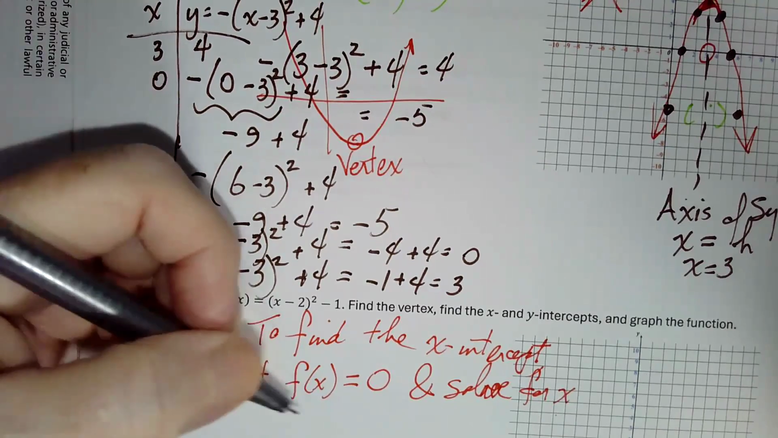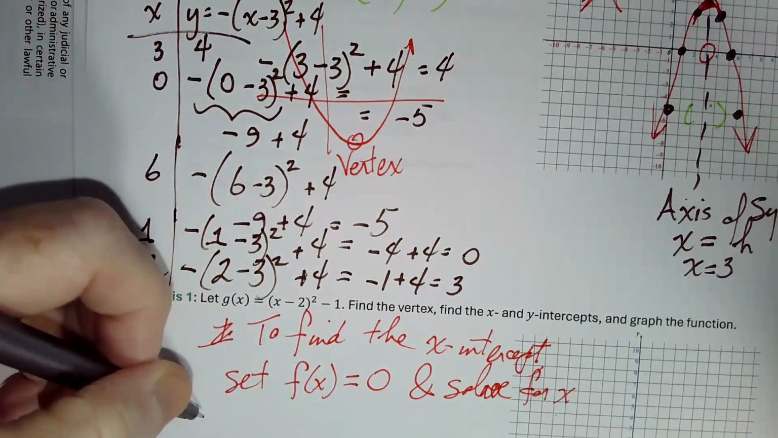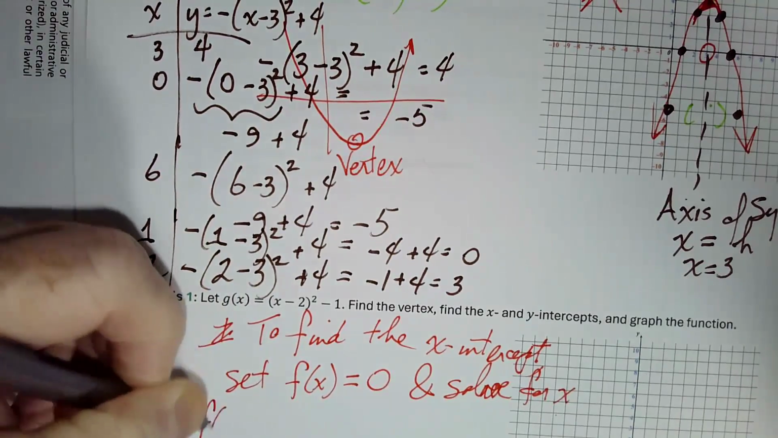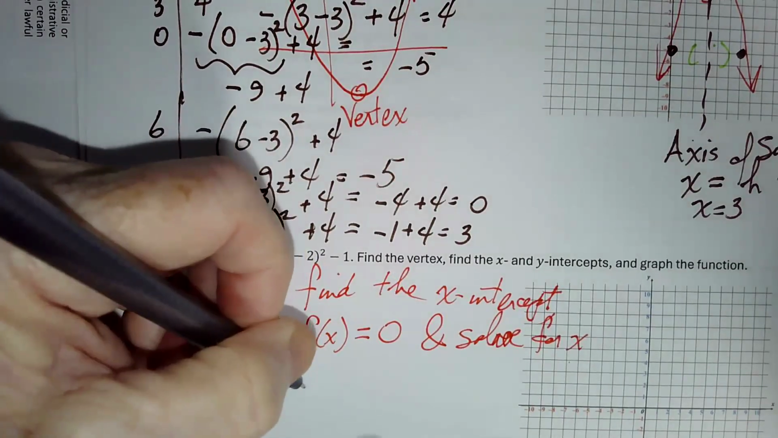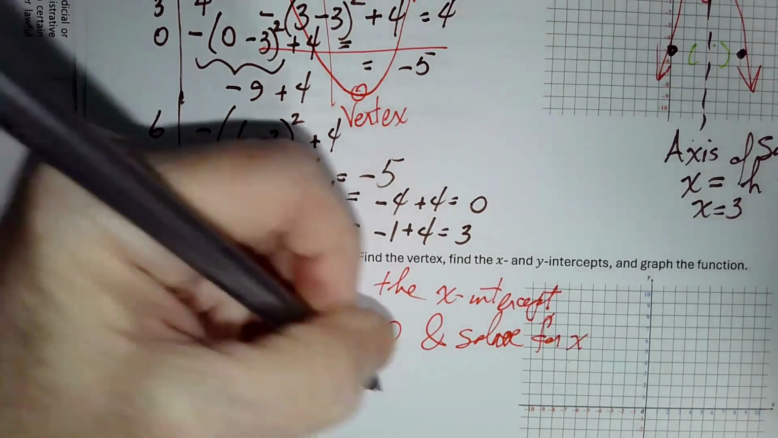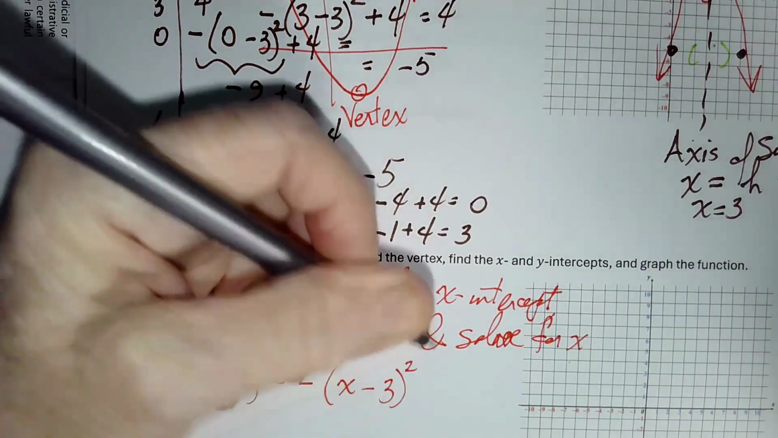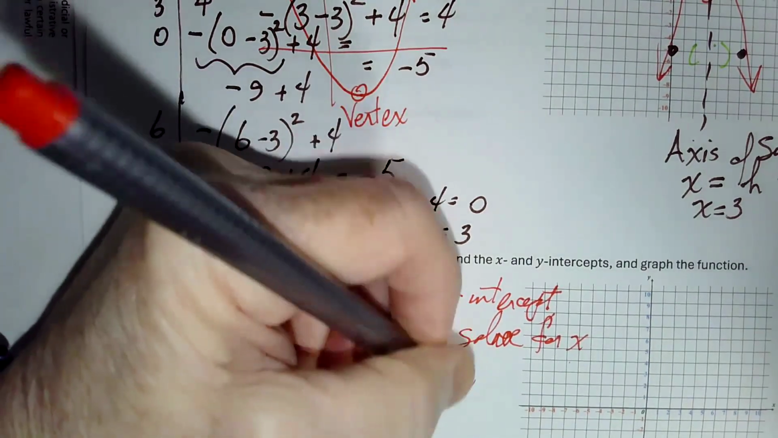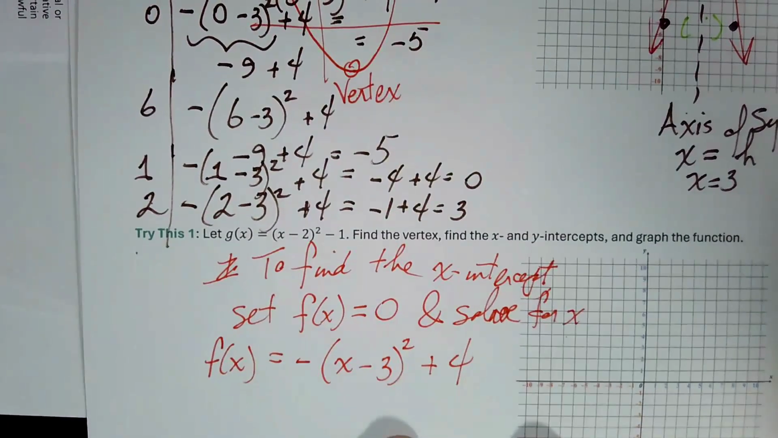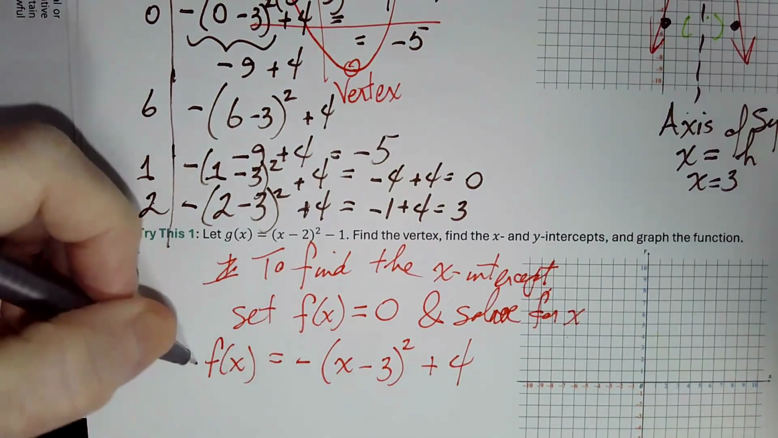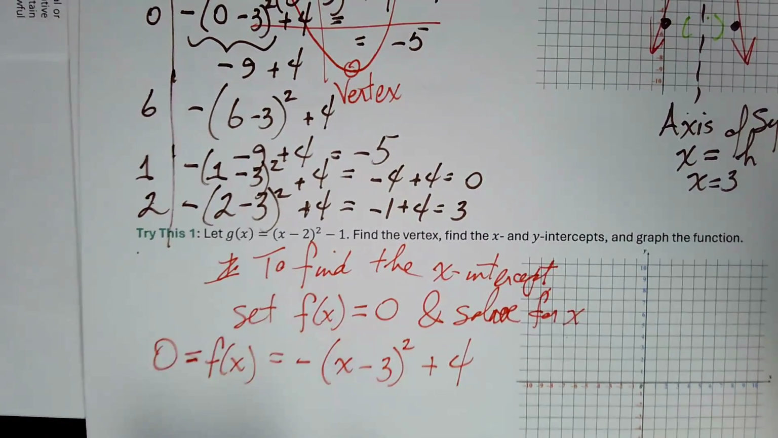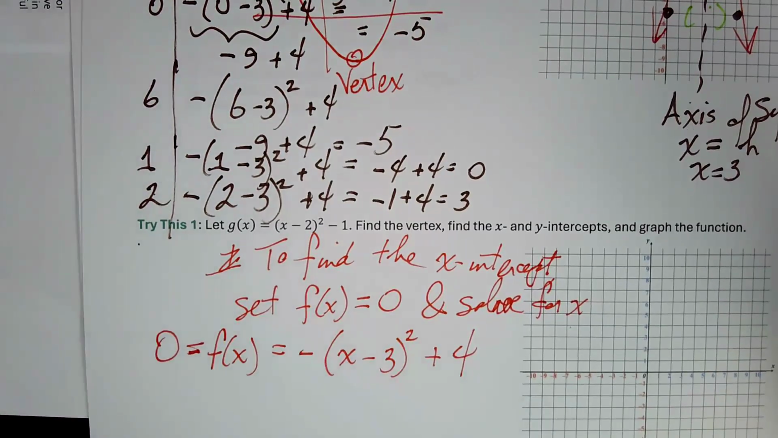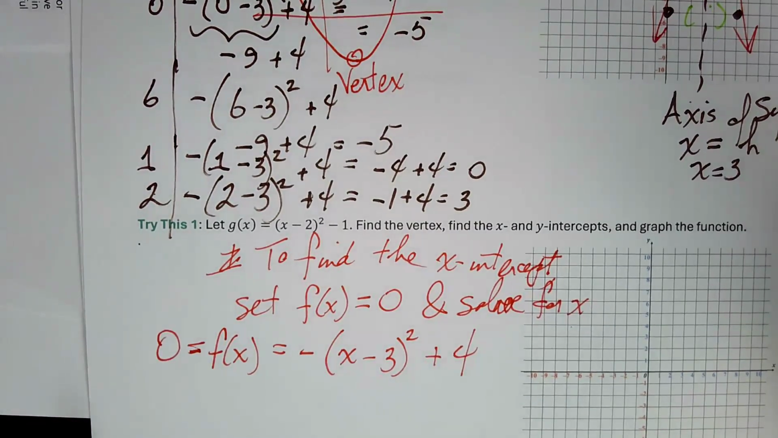Well, let's see. That means we started with f of x equals negative x minus 3 all squared plus 4. And I'm setting f of x equal to 0. So I don't have to have this f of x there anymore. But I want to find x.